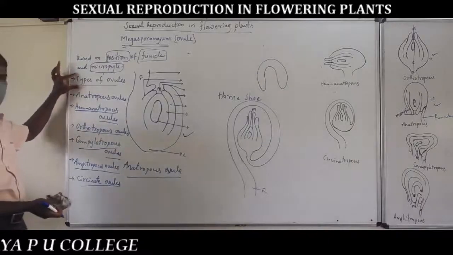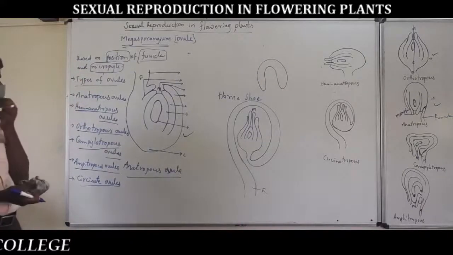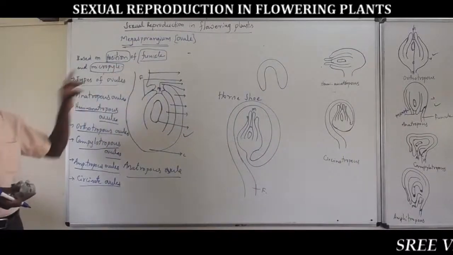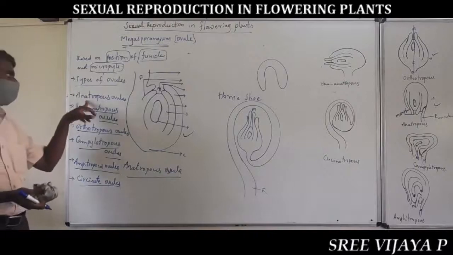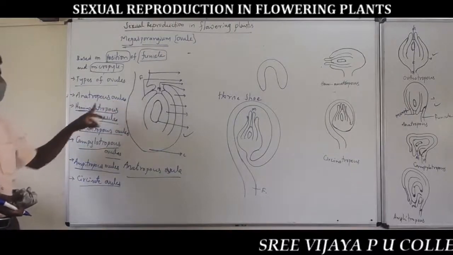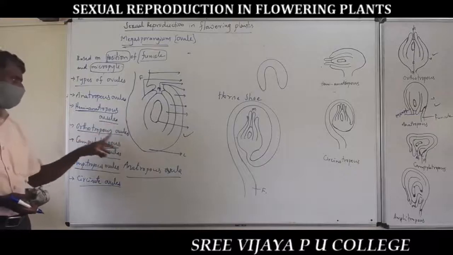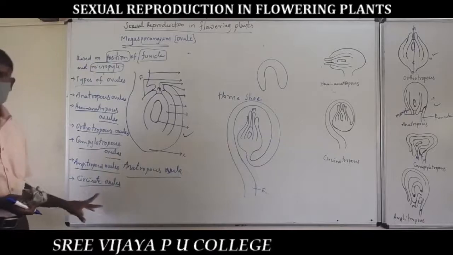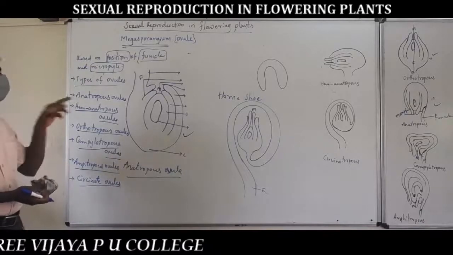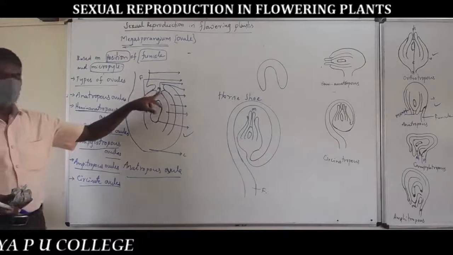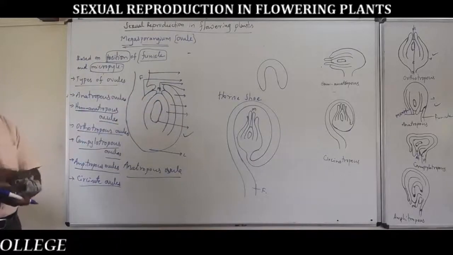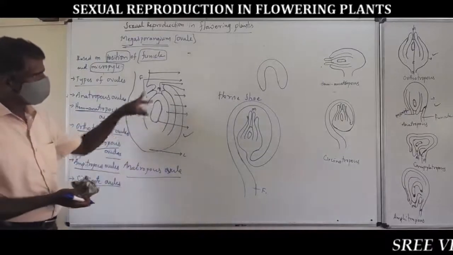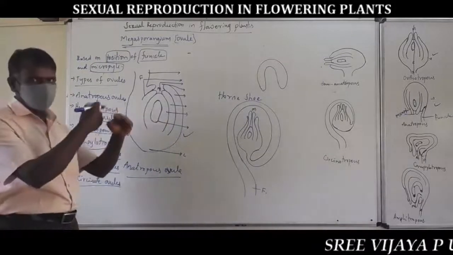The different types of ovules, the classification of ovules, is based on the position of the funicle and micropyle. The different types are anatropous ovules, hemianatropous ovules, orthotropous ovules, campylotropous ovules, amphitropous ovules, and succinatropous ovules. In anatropous ovules, the micropyle is fully near to the funicle. In the hemianatropous ovule, the body of the ovule is a little bit curved.